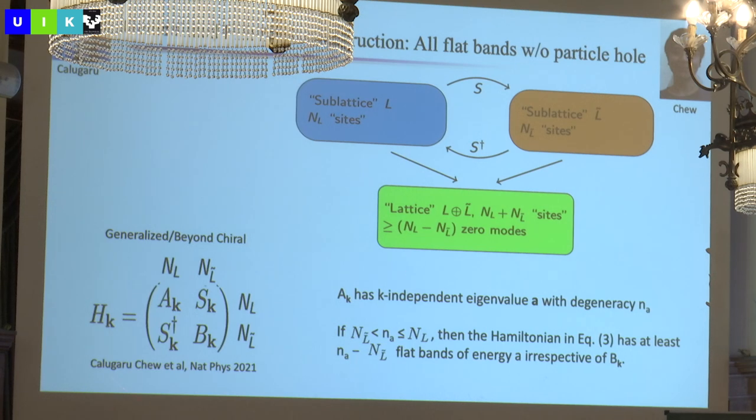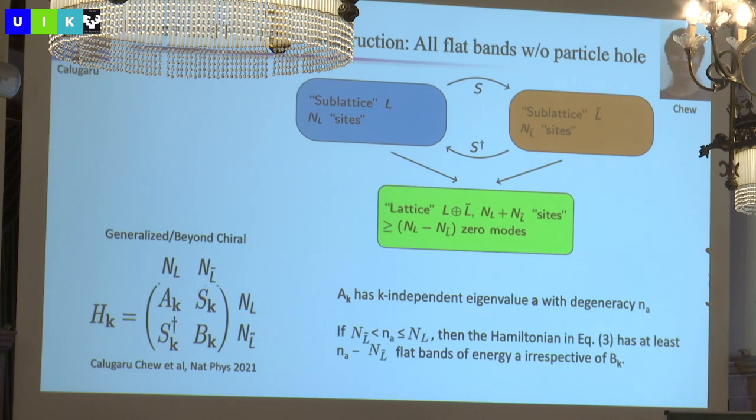Okay? So this is the generalized construction. It doesn't have chiral symmetry in the sense that the spectrum is not chirally symmetric now. There's no energy E to minus E. Okay? Does this make sense? Do you believe me? I believe you, but I was a little bit slow, maybe.